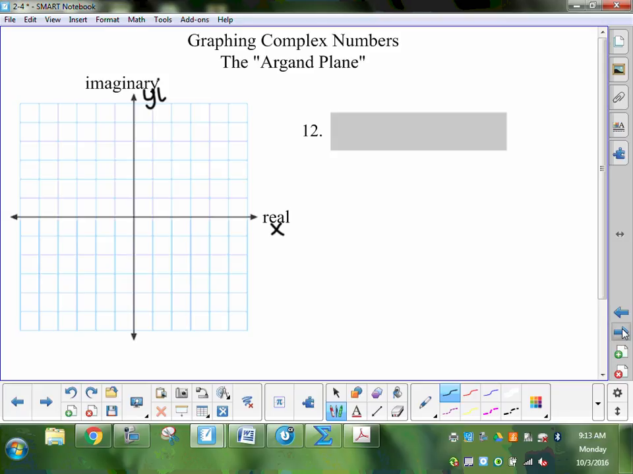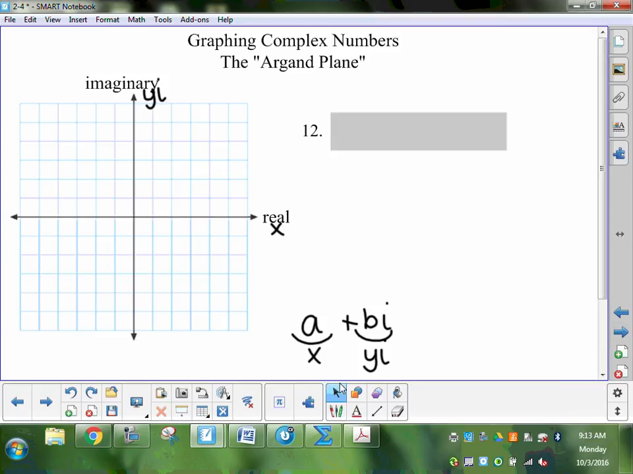Remember how we said before they go in the format a plus bi? This right here is the x part, and this is your yi part. Those are the directions on how to do this. A lot of people will show you a way to graph this that is incorrect, no matter what the Reach even says. For number 12, we are going to graph out negative 3 plus i.